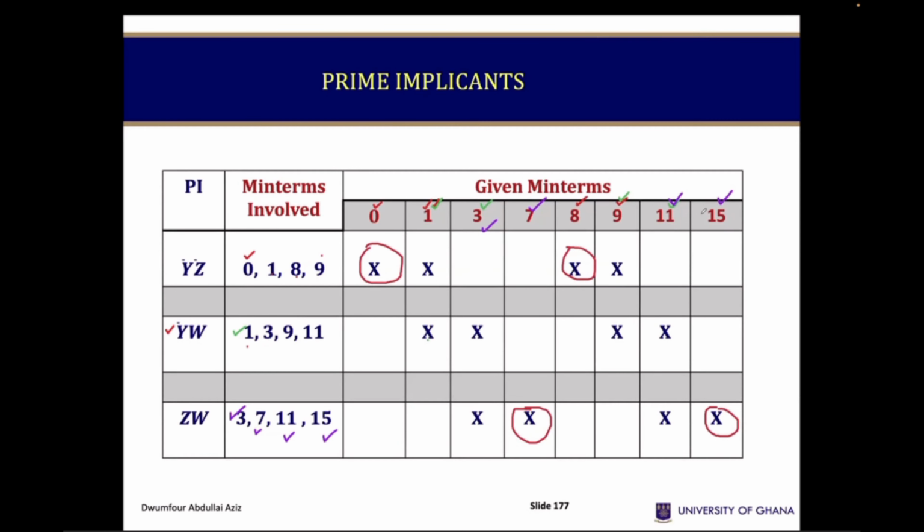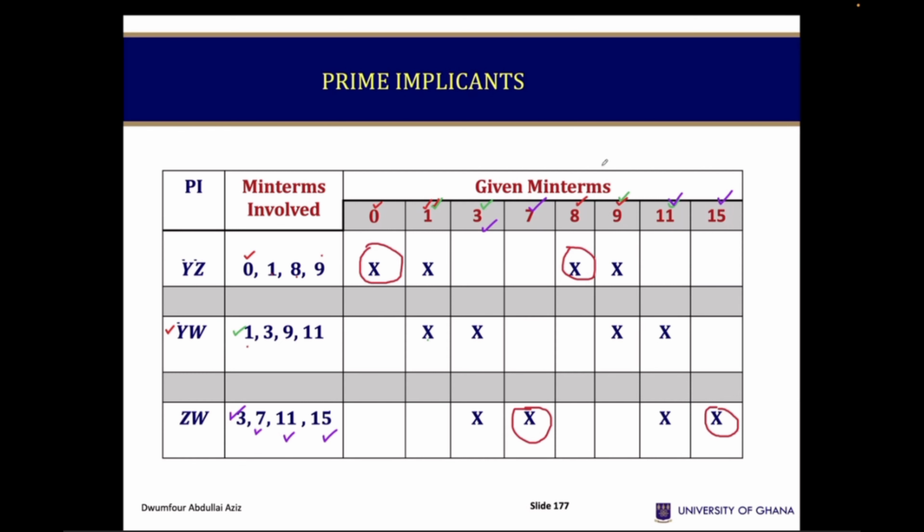But let's check. Do we have some redundancy or overlap? Because you realize that some of them are actually overlapping. So what we are going to do, to find out the prime implicants that are essential, is check the columns.